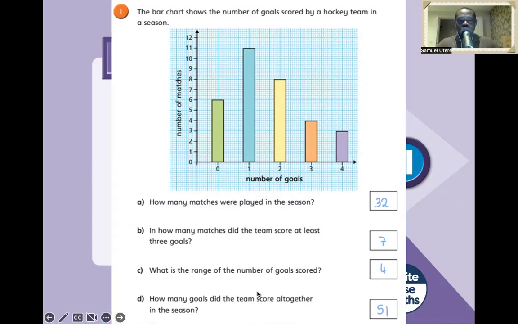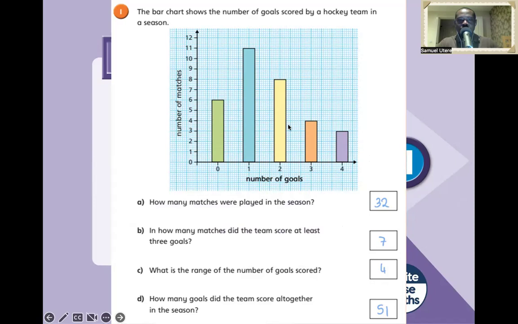Next, how many goals did the team score altogether in the season? So in the season, the total number of goals that the team scored, the answer is right there. So by now, you should know how to read charts. I hope you're not confused about this one, knowing the number of goals they scored, because you can multiply.